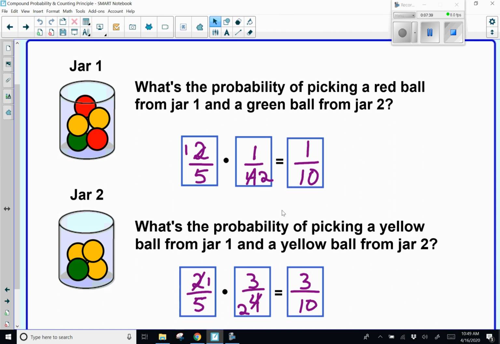What's the probability of picking a yellow ball from jar 1 and a yellow ball from jar 2? Well, a yellow ball from jar 1 would be 2 out of 5, and a yellow ball from jar 2 would be 3 out of 4. I can cross simplify with my 2's again. I can divide both of them by 2. 2 divided by 2 is 1. 4 divided by 2 is 2. And that leaves me with 1 times 3, which is 3, and 5 times 2, which is 10, giving me a compound probability of 3/10.